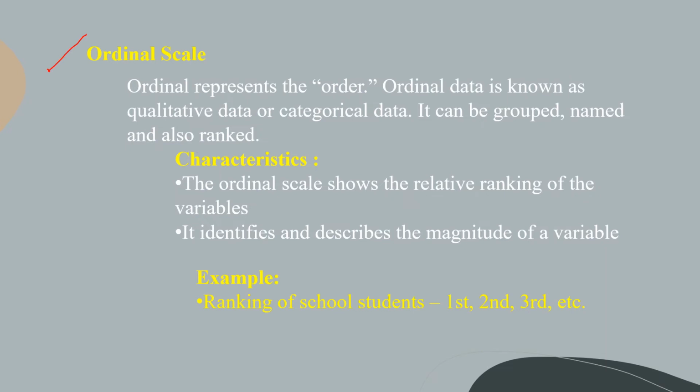Now second is ordinal scale. Ordinal scale represents the order. So remember these things: ordinal scale is related to the order. Ordinal data is known as qualitative data or categorical data, definitely. It can be grouped, named, or also ranked. Like in a school, based on academic merit, one student gets first position, one gets second position, one gets third rank. So based on rank, if we categorize things, then we use the ordinal scale.